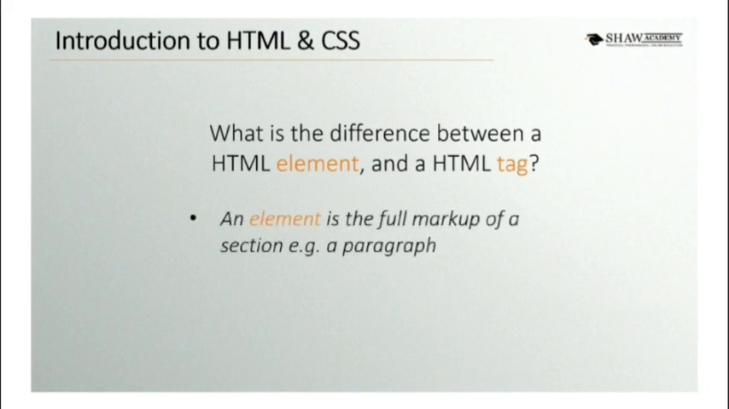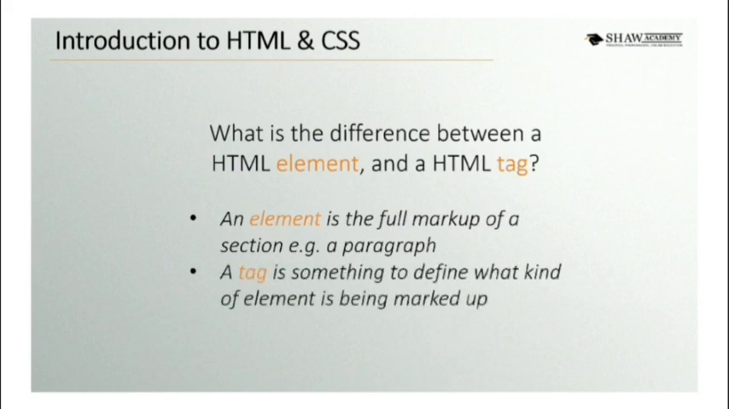All right, so guys, thank you very much for your answers. The element, guys, is the full markup of a section. So it includes the tags, it includes the inner HTML, and it also includes the closing tag. All of that together is a single HTML element. A tag, on the other hand, is simply the little opening brackets, the tag itself and the closing brackets. It's simply something to define what kind of element we're making. So, all right. Very good stuff, guys.